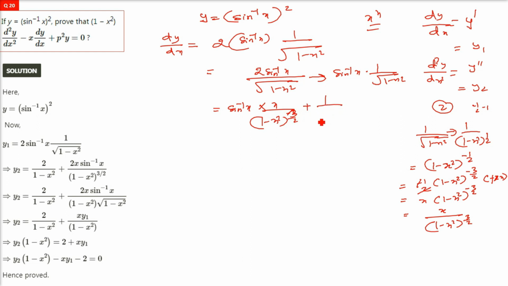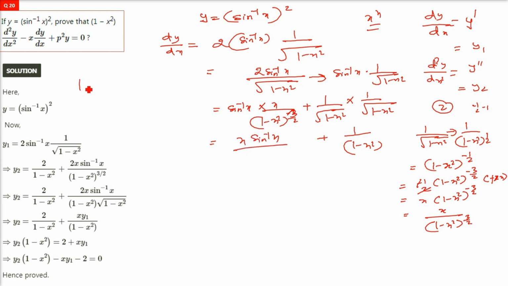Now 1 by under root 1 minus x square is already done. Now the differentiation of sin inverse x is already known to us: 1 by under root 1 minus x square. Under root 1 minus x square into under root 1 minus x square is what? It is 1 minus x square. The root gets cancelled because the power half plus half is 1. So let us multiply this. It will be only 1 minus x square. This term sin inverse x is in the numerator.